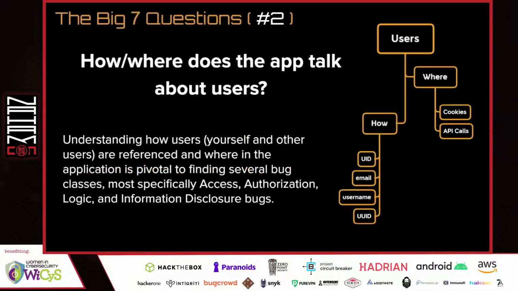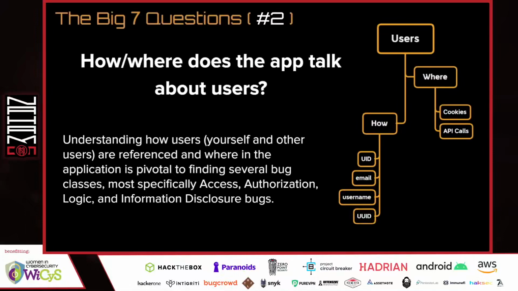The second question I ask when I get on a site is, where does the app talk about users, and how does it talk about users? Understanding users, both yourself and other users, and how they're referenced is important because it leads into several bugs in the realms of access, authentication, logic, information disclosure, etc. What you're looking for here is, how do they reference a user? Is it a UID? Is it an email? Is it a username, or is it a UUID? How do they reference you or any other user in their APIs or requests?